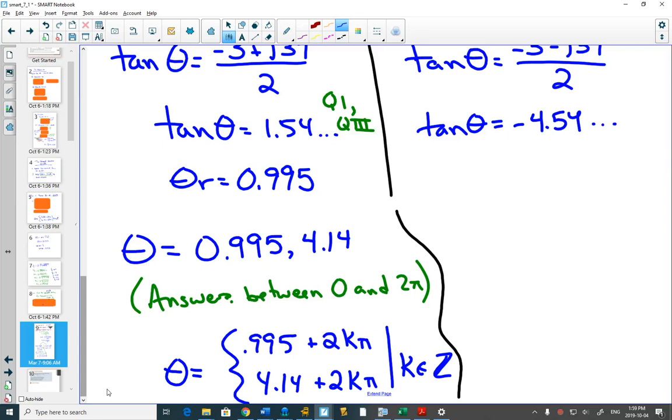Again, not on our unit circle. But now our answer is negative. So we need to find our reference angle. Okay? So we know that this is going to be in quadrant 2 and quadrant 4.